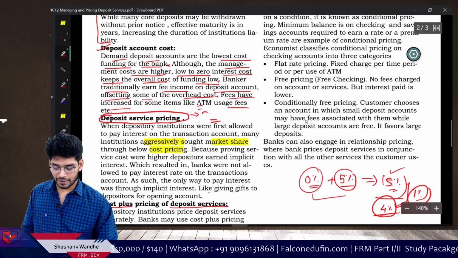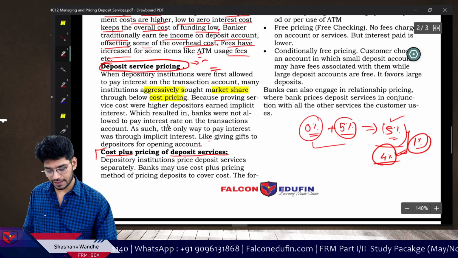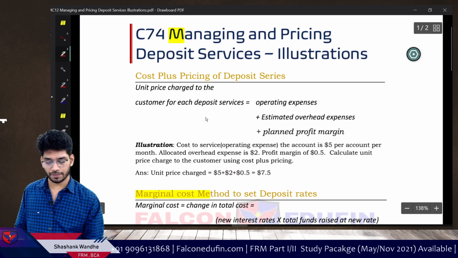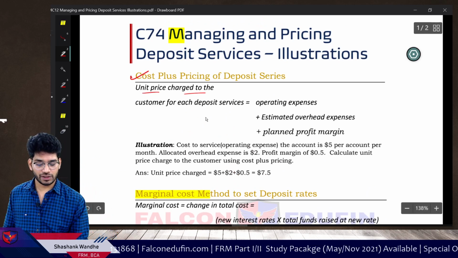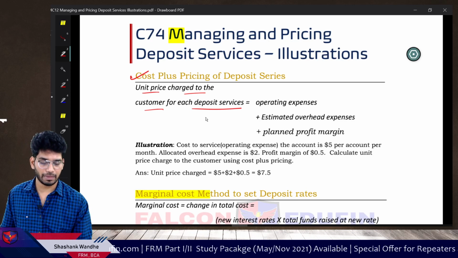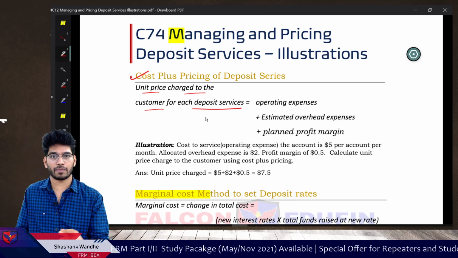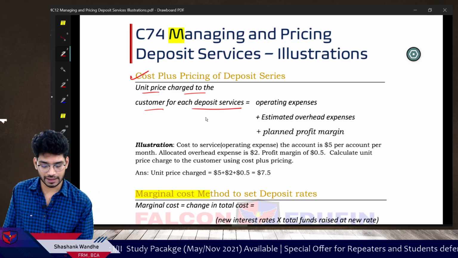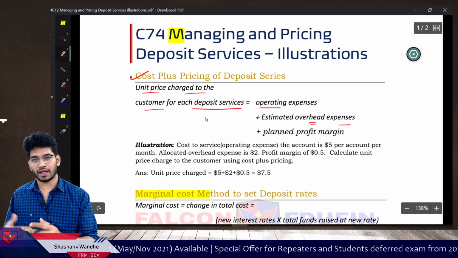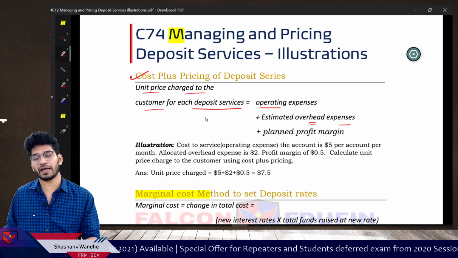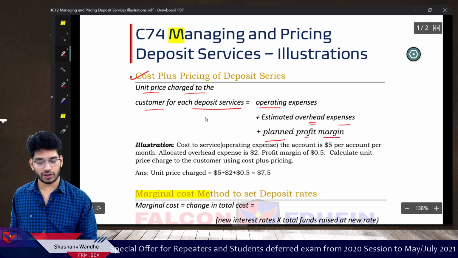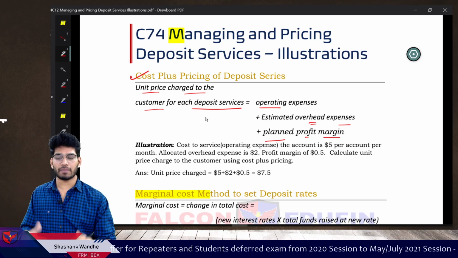Okay, so let's first discuss what is cost plus pricing of deposit services. Cost plus means whatever the bank is incurring will be charged to the customer. So cost plus pricing: the unit price charged to the customers for each deposit service. Assume this is the monthly cost charged on the particular deposit, like account maintenance charges. So it is the operating expenses plus estimated overhead expenses, based on what type of transactions the customer is going to make, you allocate some overhead expenses, and a planned profit margin. So what is the bank's profit margin on the accounts?